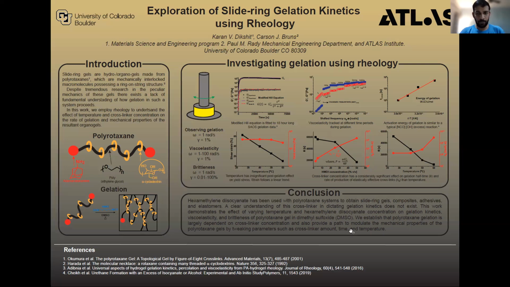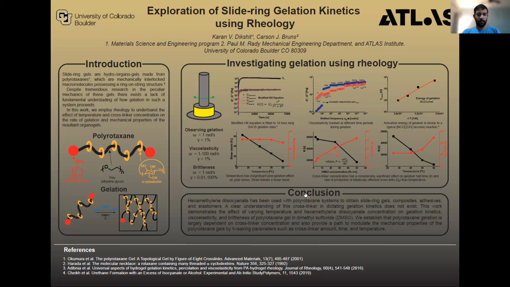So in conclusion, what we see is that concentration is the parameter that dictates how a gel is going to behave. And it also has a significant effect on the gelation kinetics. Whereas temperature definitely hastens the reaction and has some post-synthesis effect, but it's not so significant that we would prefer to do it at one temperature or another.